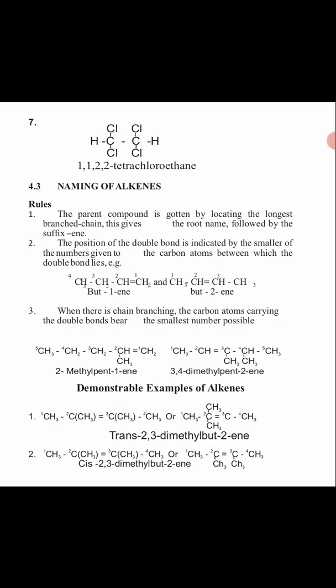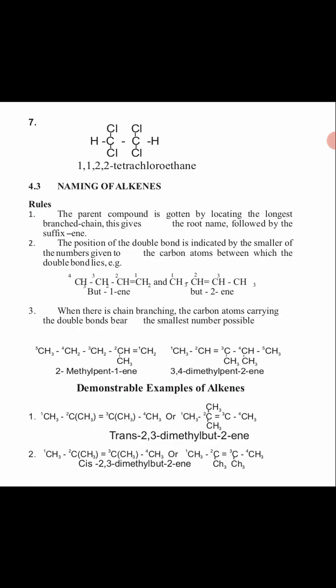If you go from front to back, you have 1, 2, 3, 4. Can you see? 4 is higher than 1. So the carbon atom after the double bond must be given the smallest possible number. That is why we have put 1 in, not 4. All right, the double bond will carry the lowest possible number, 1, not 4.